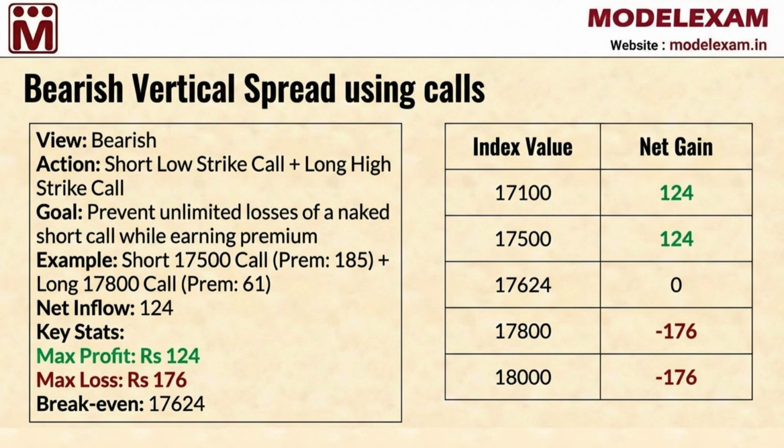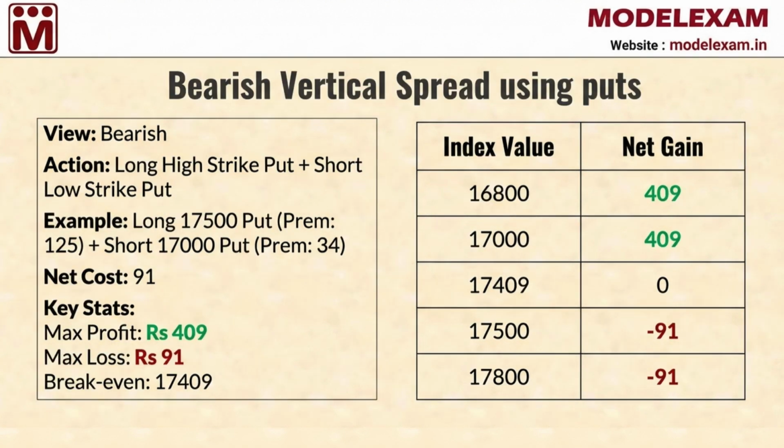However, if the market rises unexpectedly, your maximum loss is limited to a loss of 176 with a break-even point at 17,624. Another way to trade a falling market is through a bearish vertical spread using put options. In this case, you go long on a higher strike put and go short on a lower strike put to help pay for the first one.